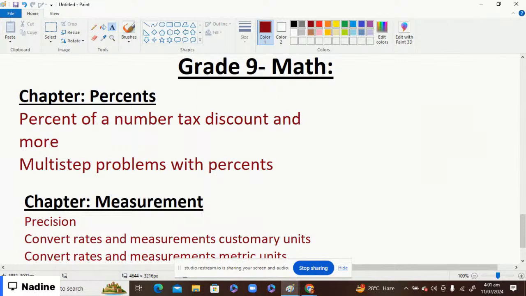So the lessons from the chapter percents are percent of a number, tax, discount and more, and multi-step problems with percents. And the lessons from the chapter measurements are precision, convert rates and measurements customary units, and convert rates and measurements metric units. So these are the two chapters we cover today.